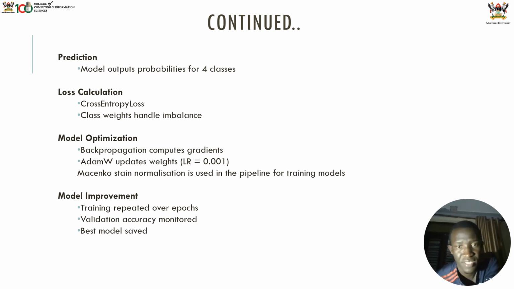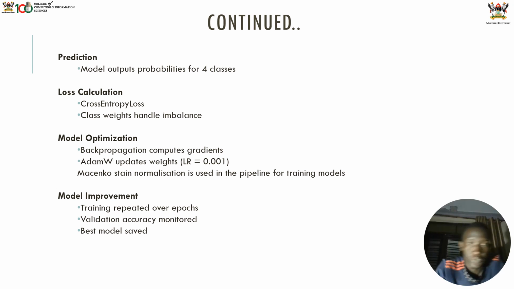Since the datasets may be imbalanced, we can apply class weights in order to minimize this. This ensures that the minority classes, for example, in our case the infected cells, which were few, are not ignored during the training. So this is how we optimize our model.